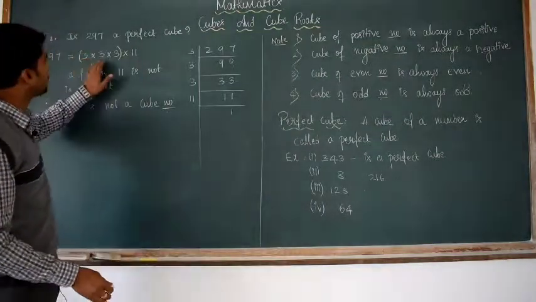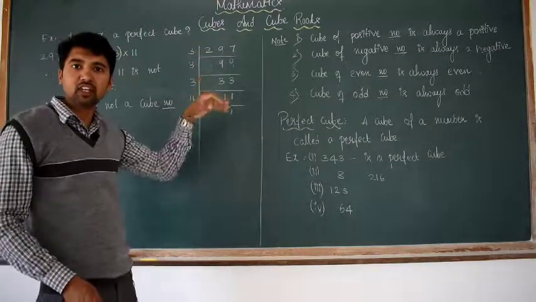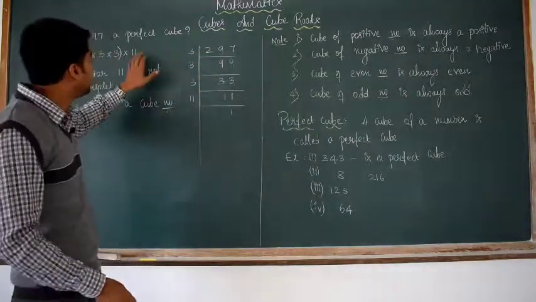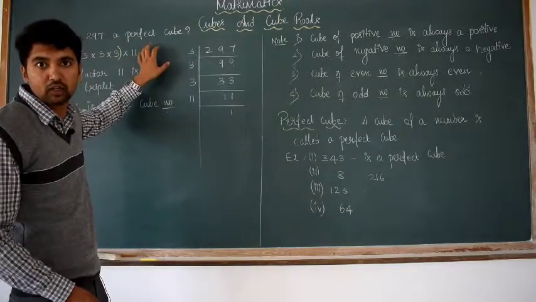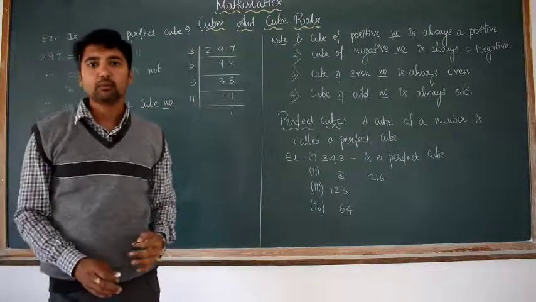Here look, 3 into 3 into 3 is there, but 11 is not in triplet. In order to get it in triplet, we still need to multiply by 121. That means 11 into 11, we needed two more 11s. Okay, but we don't have them. So that is why the given number is not a perfect cube.